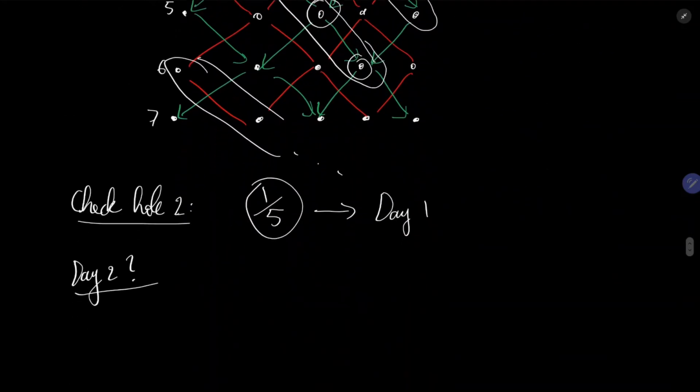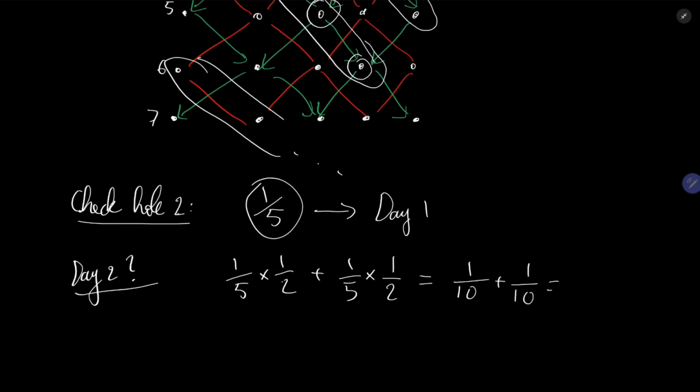So the probability is equal to 1/5, that's the probability of being in the hole number 2, multiplied by 1/2, that's the probability of jumping to hole number 3, plus 1/5, the probability of being in the hole number 4, multiplied by 1/2, probability to jump to the hole number 3. So in total, the probability is equal to 1/10 plus 1/10, which is equal to 1/5.